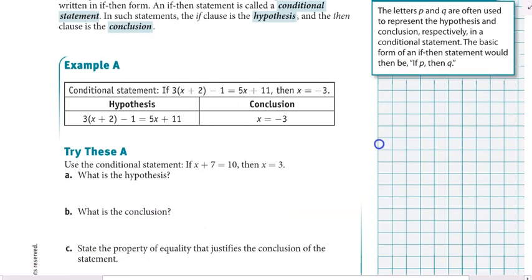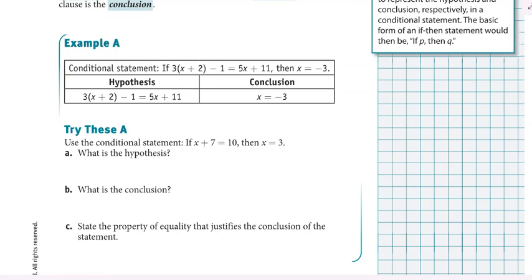All right, so obviously in terms of math, we could have the statement: if 3(x + 2) - 1 = 5x + 11, then x = -3. So you have a hypothesis and a conclusion. That is a conditional statement because it is in the form if, then, and we can identify the hypothesis as anything after the word if, and the conclusion as anything after the word then. So using these underlines and boxes, I'm going to be identifying the hypothesis and conclusion.